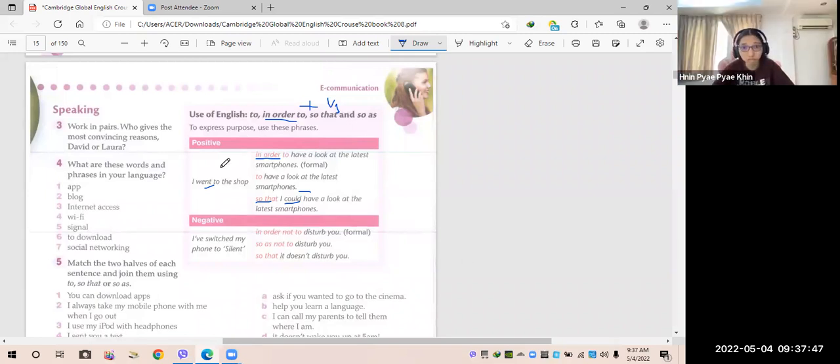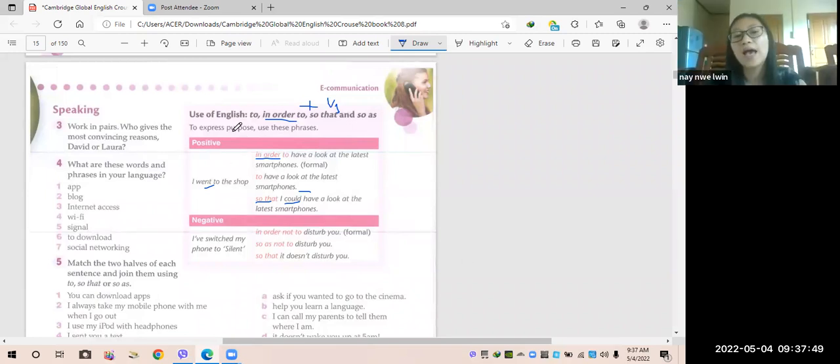Yes. And there is another thing: if you have the same subject both for the action and for the purpose, for example, I went to the shop in order to have a look at. So I went to the shop and I have a look. I could have a look at. So we have the same subject here, right? So we can use in order to, and so that. So we can use all three phrases.